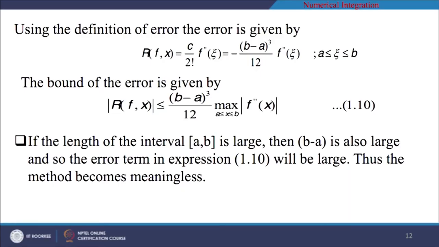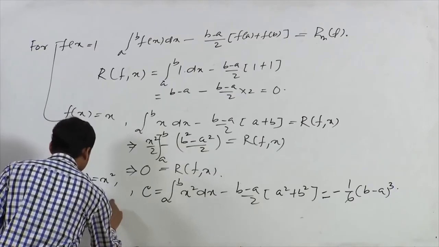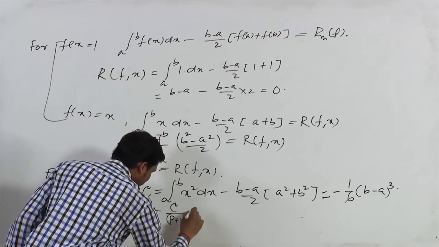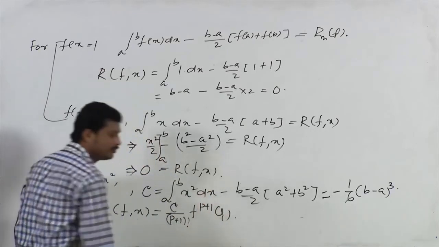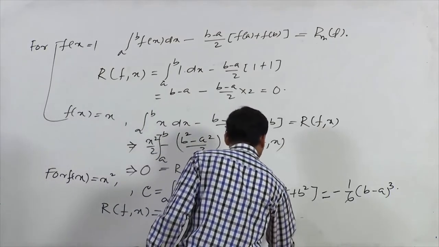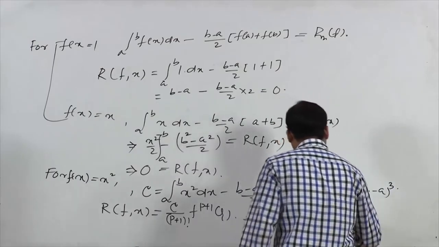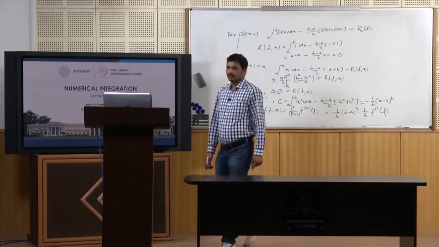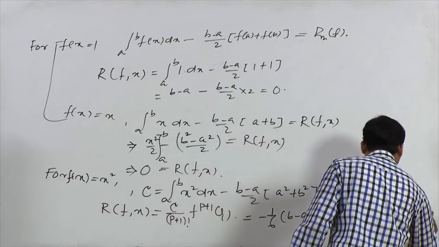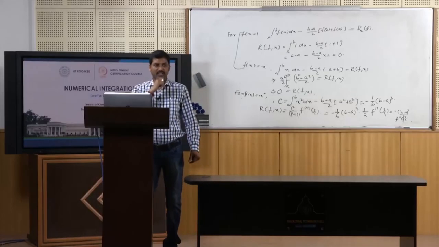If we put this c value in the error term, R of f of x can be written as c by (p plus 1) factorial times f to the power p plus 1 of zeta. Here p is 1. So we can write that as minus 1 by 6 (b minus a) whole cube times 1 by 2 times f double dash of zeta, which gives minus (b minus a) whole cube by 12 f double dash of zeta, where zeta lies between a and b.